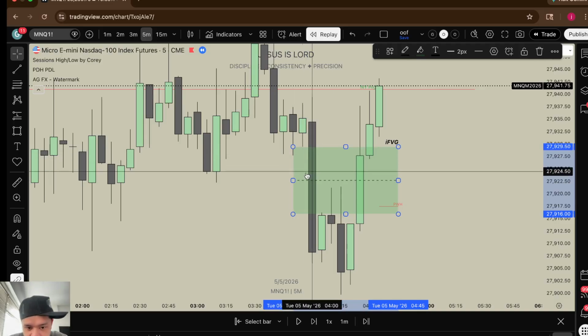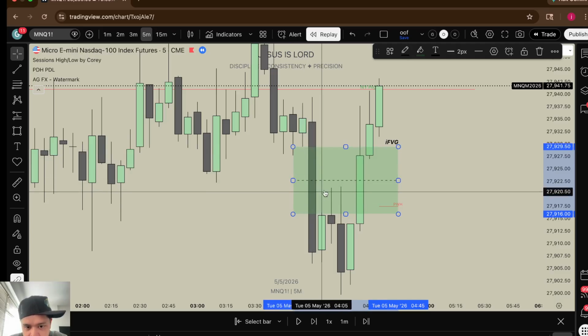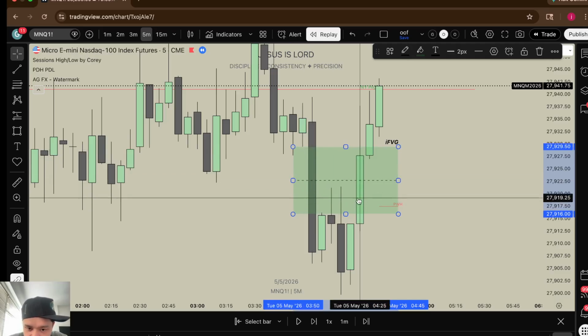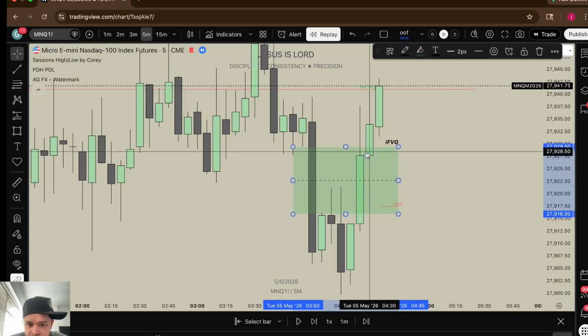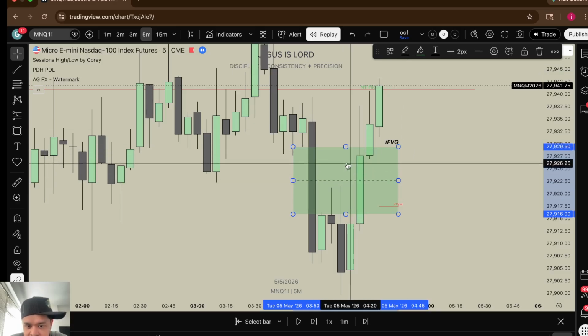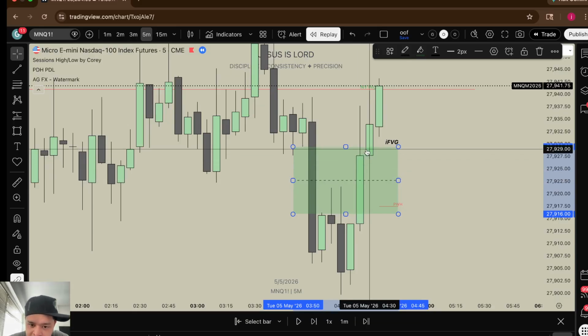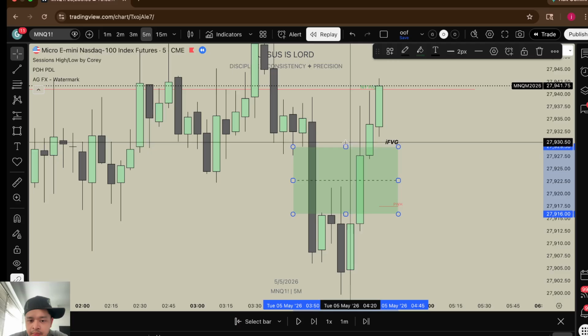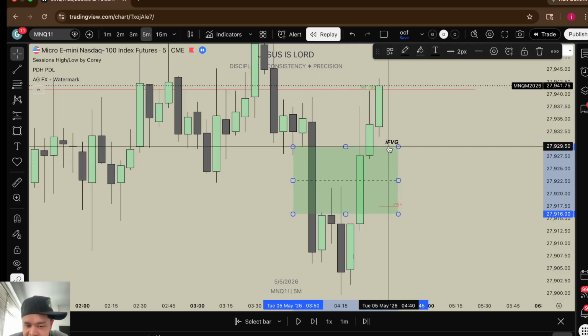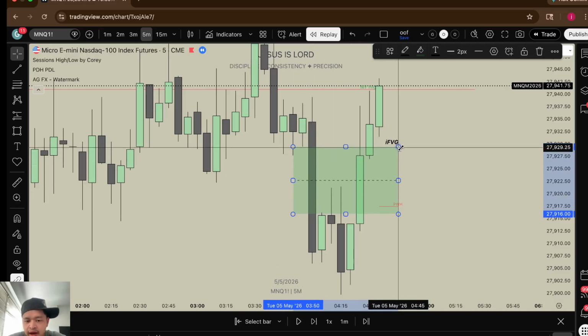This bearish fair value gap gets run through by these green bullish candles. Okay? It's not valid yet. We have to wait for a green candle to close above this fair value gap for it to become an inverse fair value gap. Why does this matter?